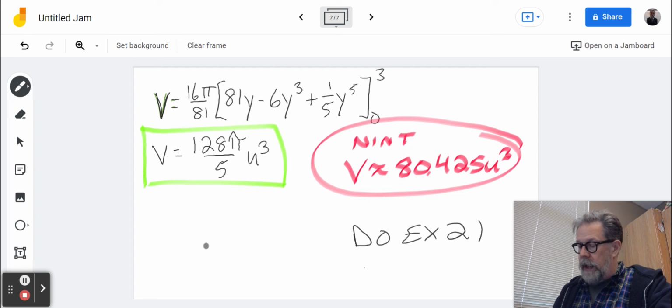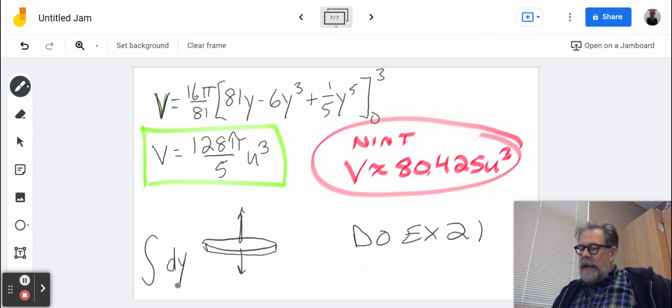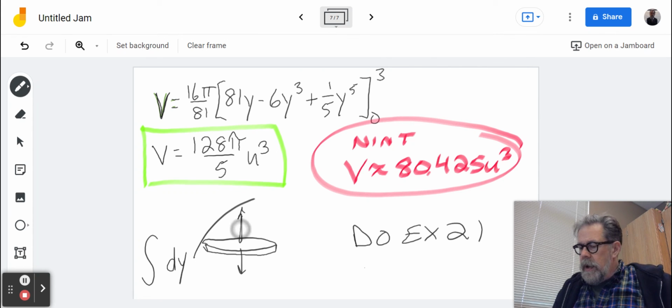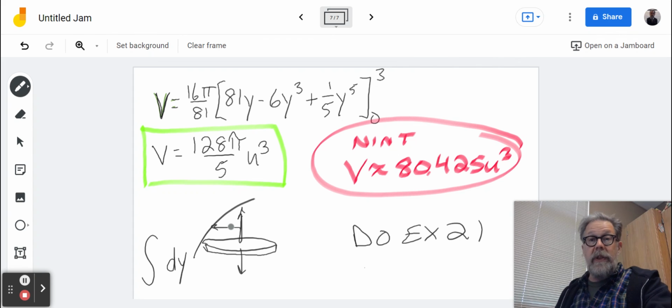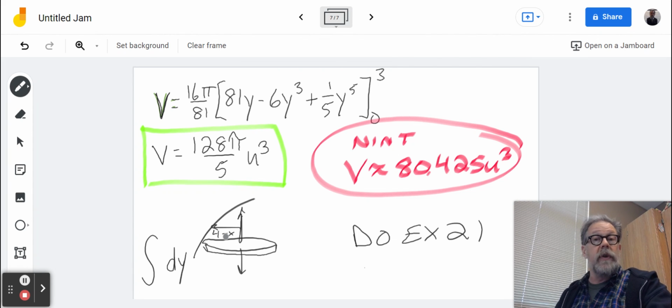And again, what we talked about here is a situation where we were stacking disks vertically by integrating with respect to y, and the fact that we were not rotating around the x-axis, which means we had some radius that was actually a function of x.